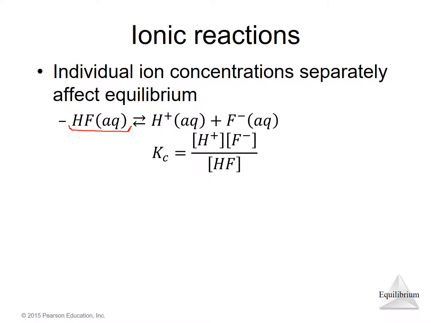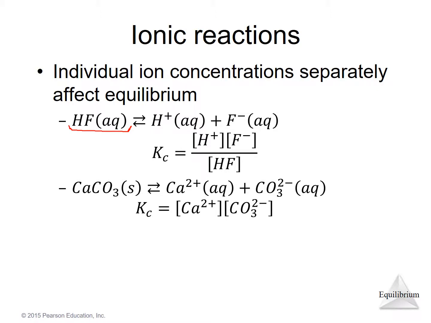And we use this for all reactions involving ions. Here's an example involving a solid. So notice calcium carbonate solid dissociates or partly dissolves into calcium +2 and carbonate -2, both in the aqueous phase. Now the difference between these two is that in the case of HF, the left-hand side is in the aqueous phase. In this case, calcium carbonate is in the solid phase, a pure solid. So calcium carbonate dissolves, making calcium ion and carbonate ion.